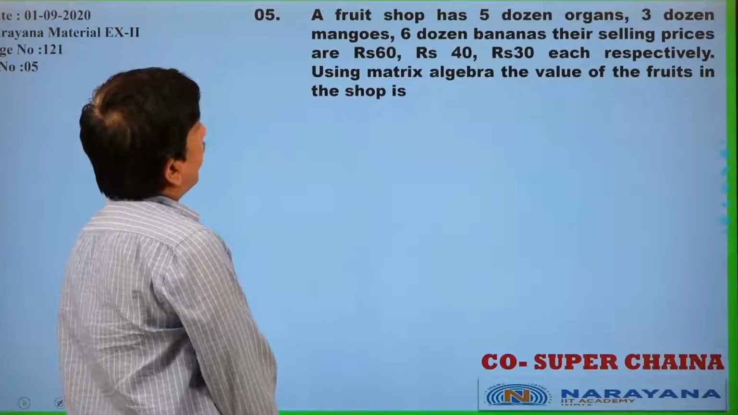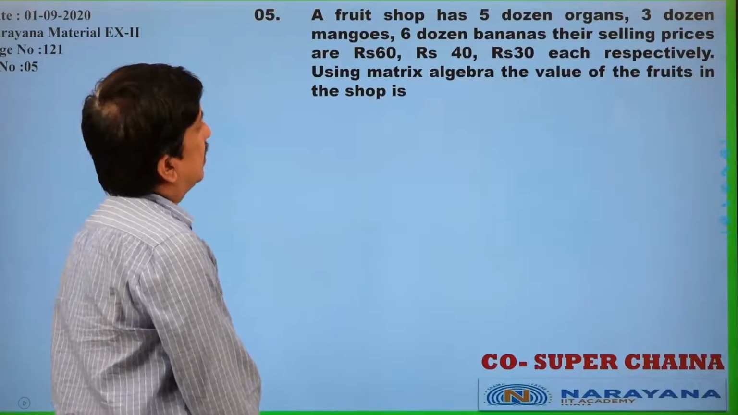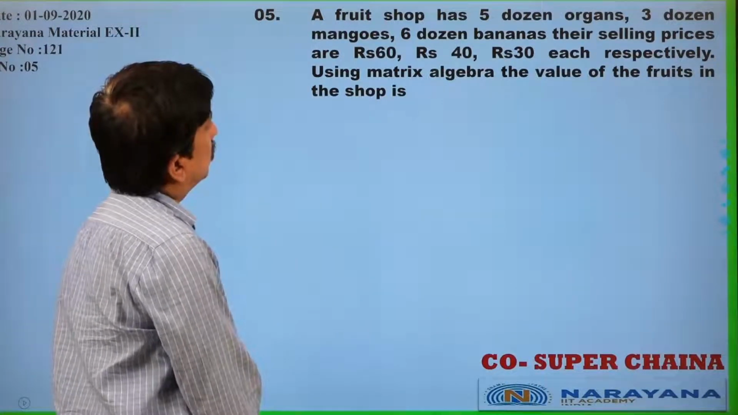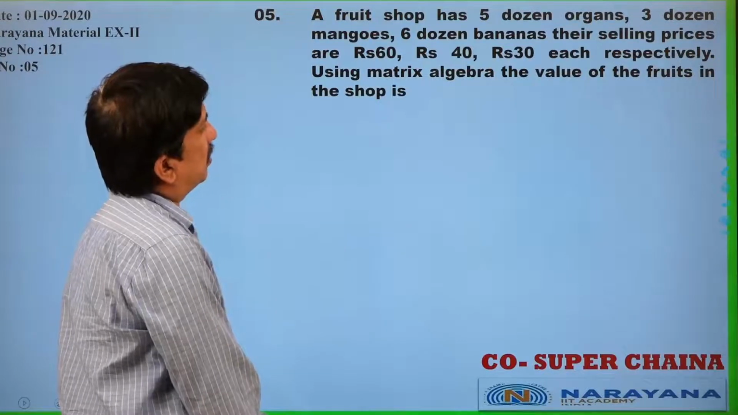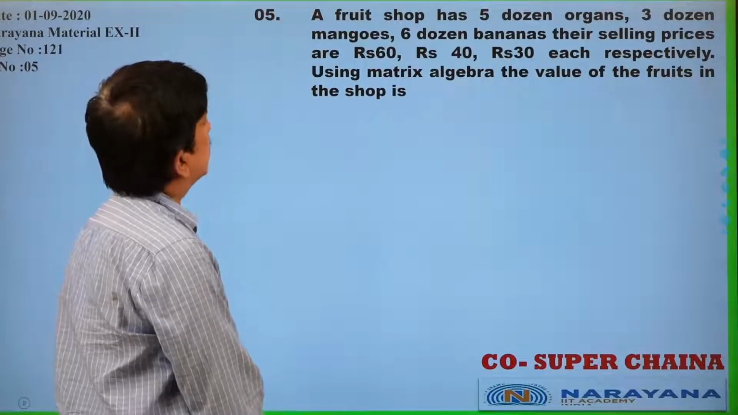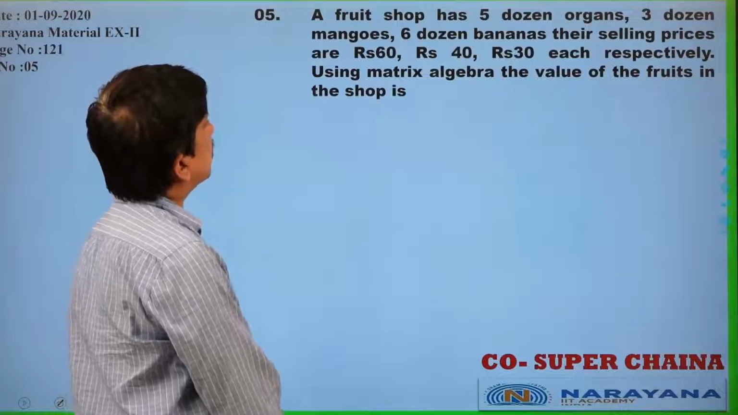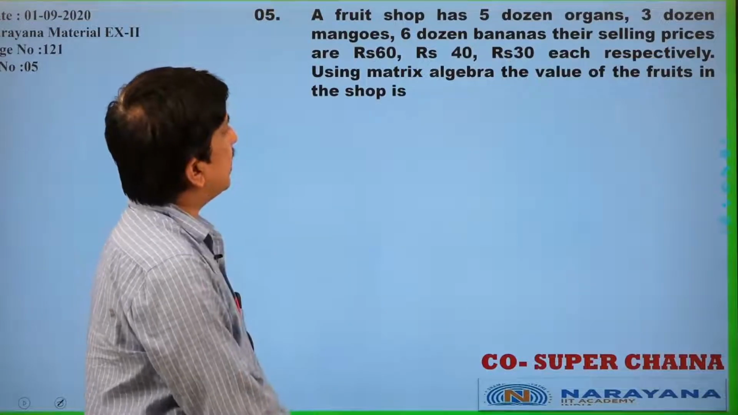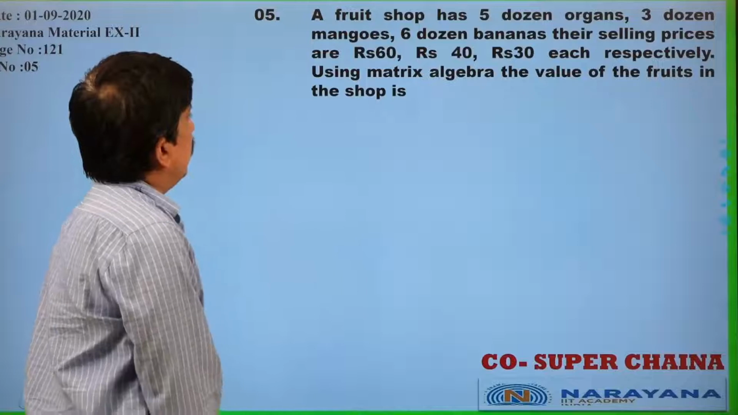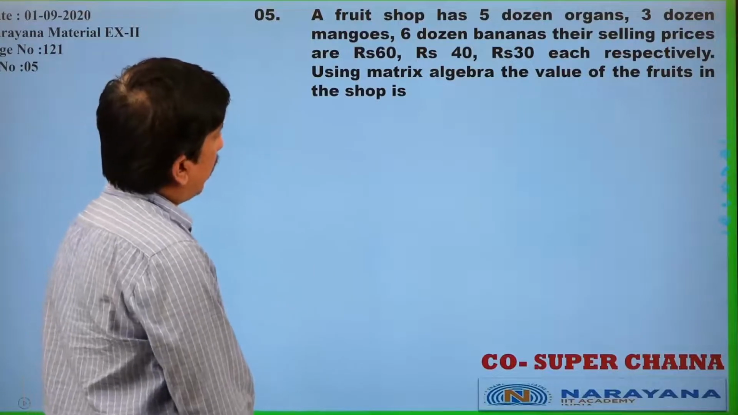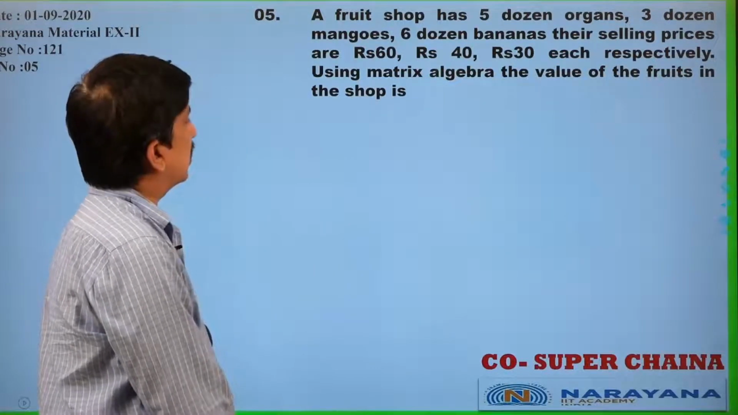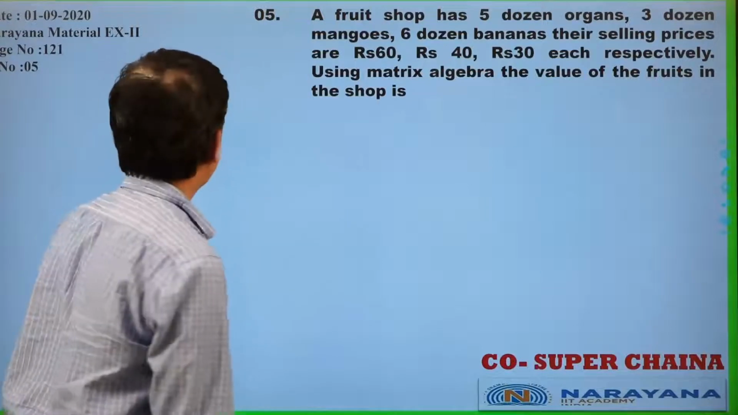A fruit shop has 5 dozen oranges, 3 dozen mangoes, 6 dozen bananas. Their selling prices are rupees 60, 40, 30 each respectively. Using matrix algebra, what is the value of the fruits in the shop? We are going to find that one.